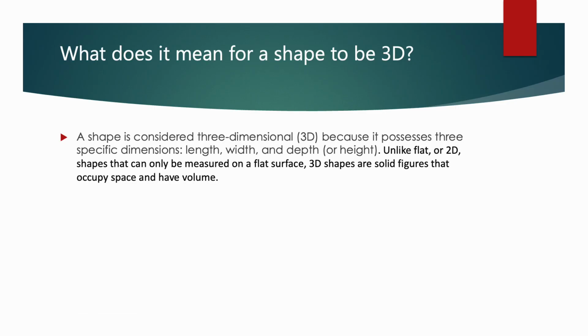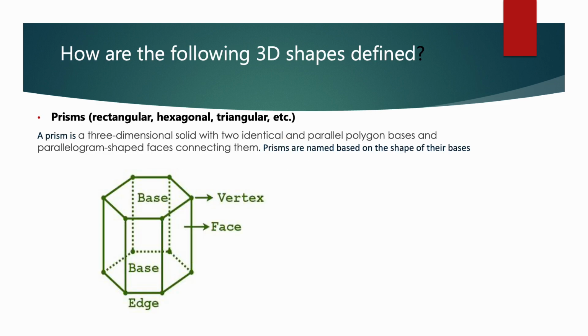A shape is considered to be three-dimensional because it possesses three specific dimensions: length, width, and depth. Unlike a flat or 2D shape that can only be measured on a flat surface, 3D shapes are solid figures that occupy space and have volume. So how are the following 3D shapes defined?